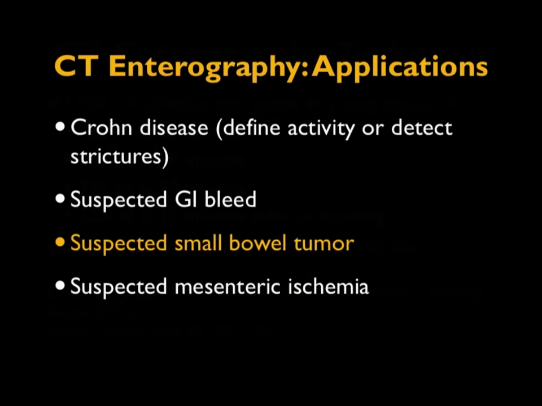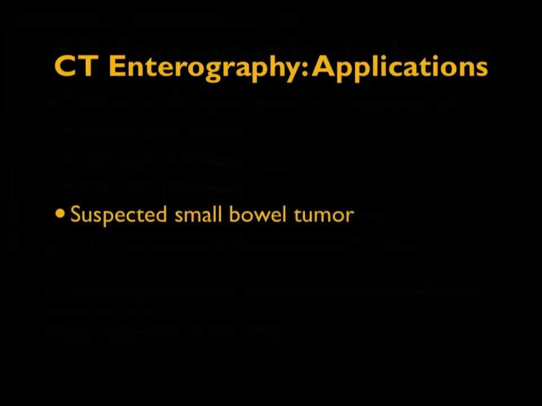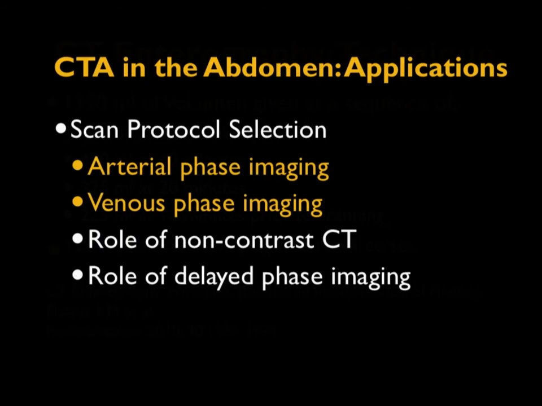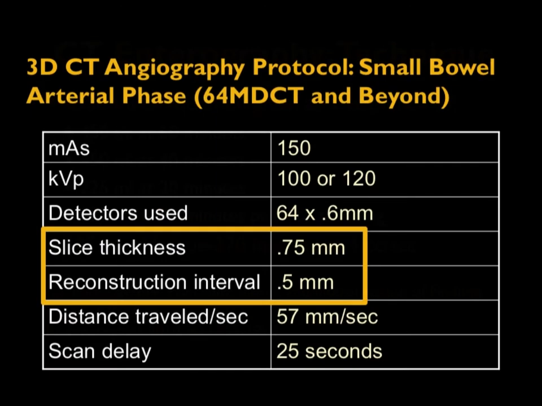And the CT enterography, as it's commonly referred to, works across a range of different things. And of course, one of them is indeed looking at small bowel tumors, and that's what we're going to focus on today. If I look for small bowel tumors, I'm always doing dual phase imaging. I'm always using thin section CT, 0.75 by 0.5, because reconstructions and 3D imaging is critical.